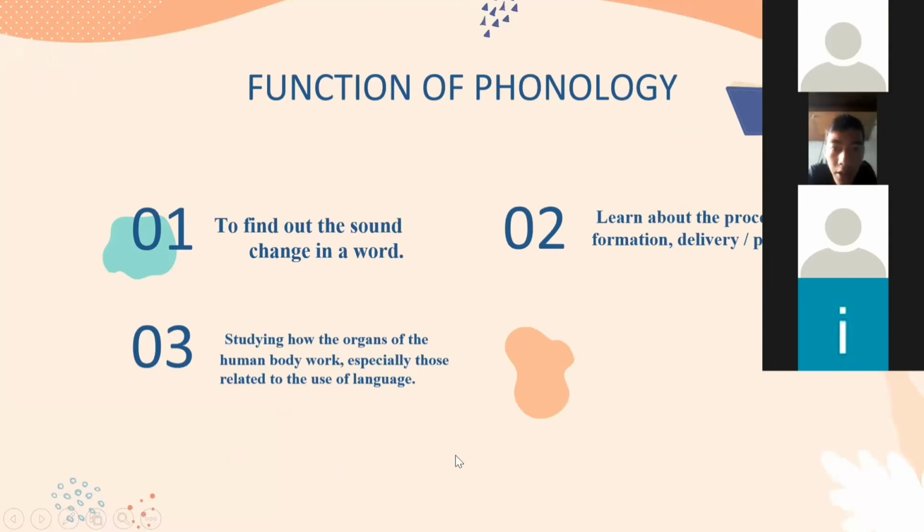The function of phonology. There are three functions of phonology. The first is to find out the sound change in a word. The second is to learn about the process of sound formation, delivery, or pronunciation. The third is studying how the organs of the human body work, especially those related to the use of language.